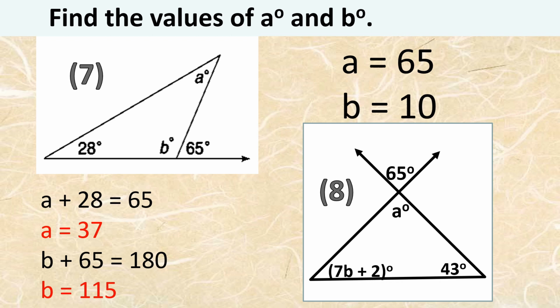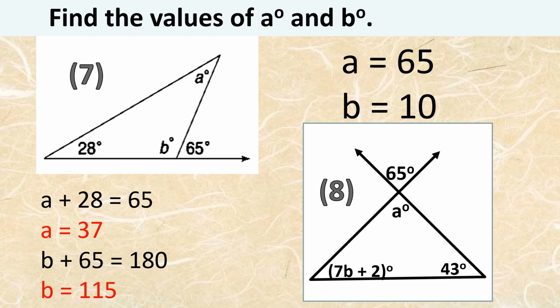Next, you have to find the values of A degrees and B degrees. Here, it's an application of the exterior angle theorem again. 65 is equal to 28 plus A, and then solve for A. B and 65 are supplementary angles. So you have B plus 65 equals 180, then solve for B.